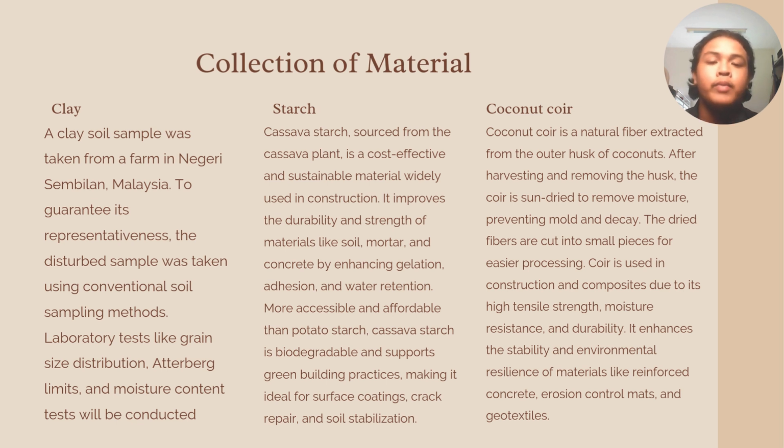Next is coconut coir. Coconut coir is a natural fiber extracted from the outer husk of coconut. After harvesting and removing the husk, the coir is sun-dried to remove moisture, preventing mold and decay. The dried fibers are cut into small pieces for easier processing. Coir is used in construction and composites due to its high tensile strength, moisture resistance, and durability. It enhances the stability and environmental resilience of material like reinforced concrete, erosion control mats, and geotextile.